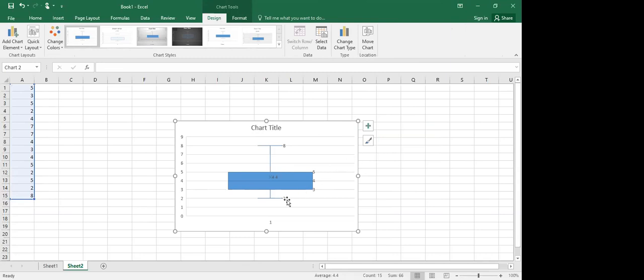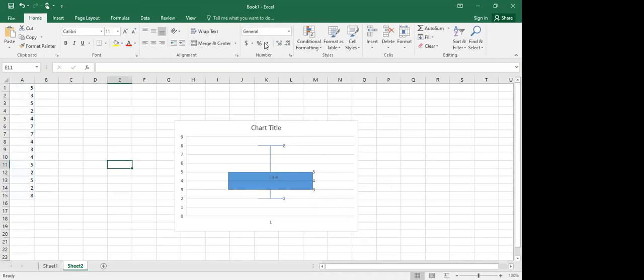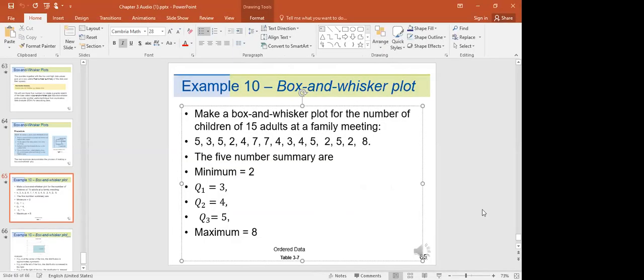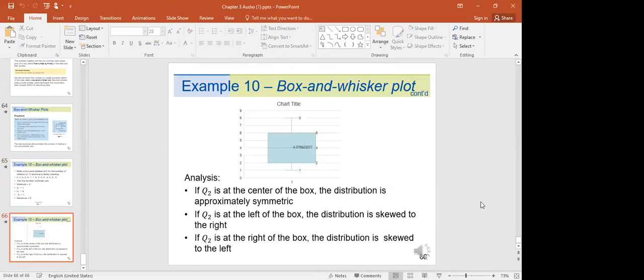From it, you can see that the minimum value is 2, the maximum value is 8. Q1 is 3, Q2 is 4, and Q3 is 5. So that's what we have here.